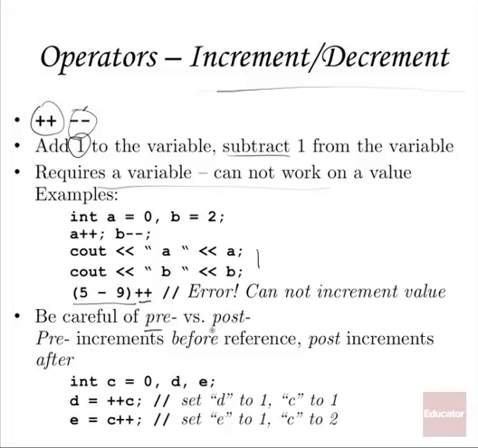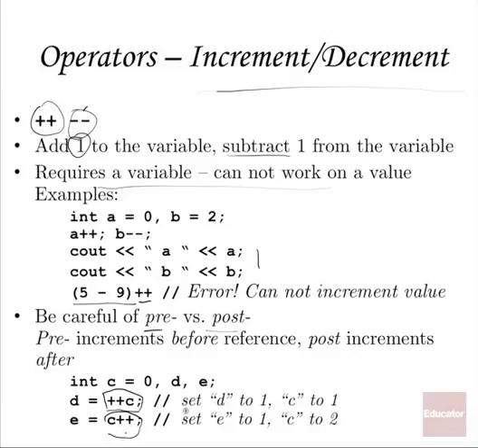And there's pre and post increments with these variables. It's something to be careful of. It's something you need to know about. What it does, the pre will first add 1 to the variable and then reference it. The post operator will reference it first and then add 1 to it.